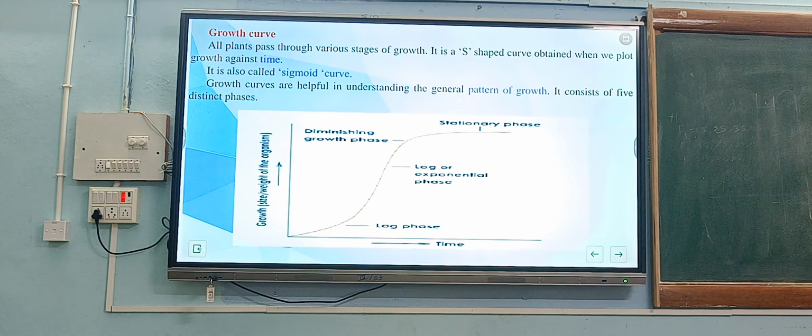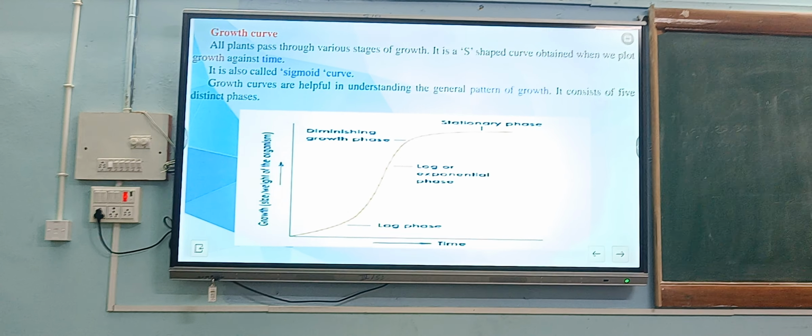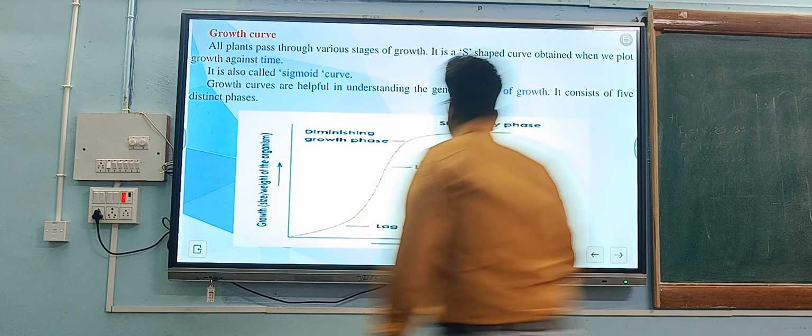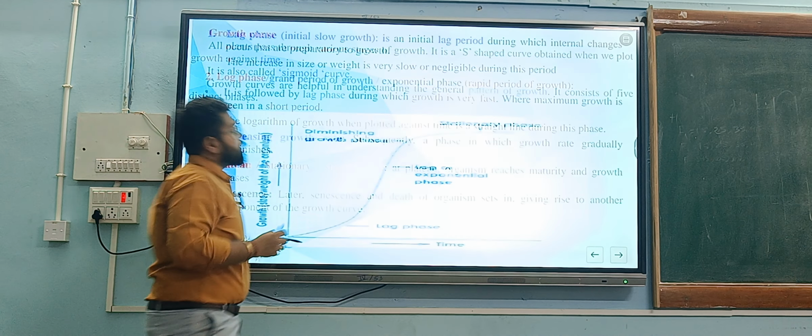Yes, I think now it is visible. Yes, so this is the lag phase where it is visible.